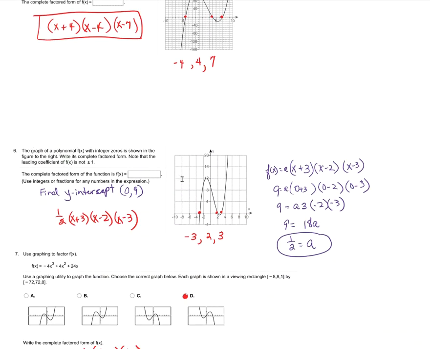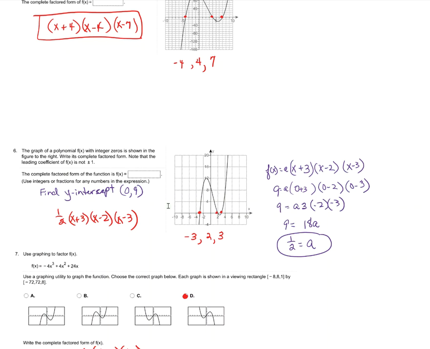We want the complete factored form of this. Now we don't have a lot. This is a cubic. And so if we do f of x equals, we don't know about this a, but we know we've got x plus 3, x minus 2, and x minus 3. That's using those zeros there.